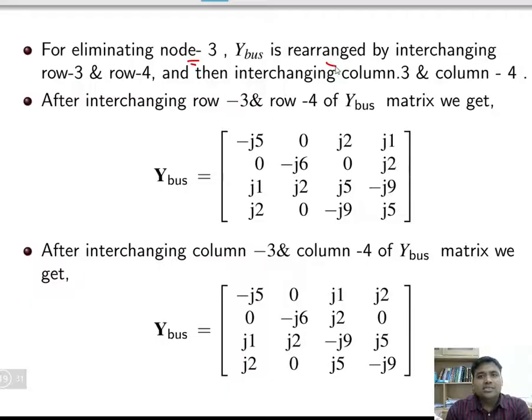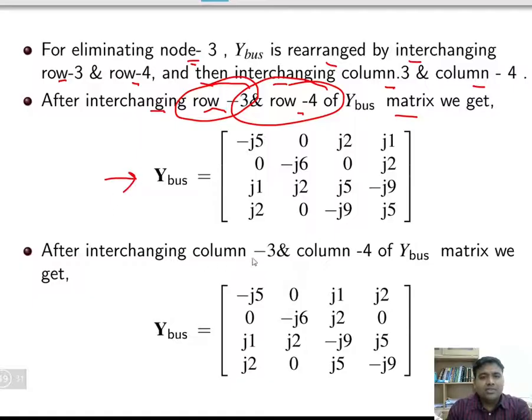So Ybus is rearranged by interchanging row 3 and row 4, and then interchanging column 3 and column 4. After interchanging row 3 and row 4, the new Ybus is obtained. So you have to interchange row number 3 and row number 4, and you will obtain this. So after interchanging column 3 and column 4, we will obtain this Ybus.